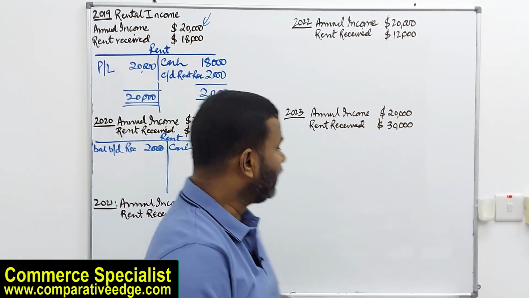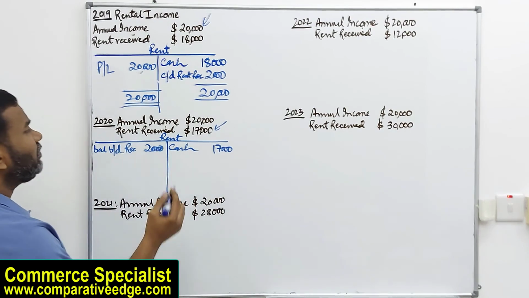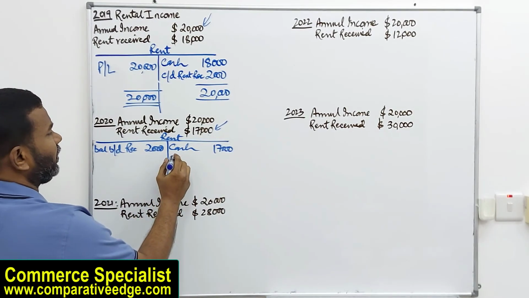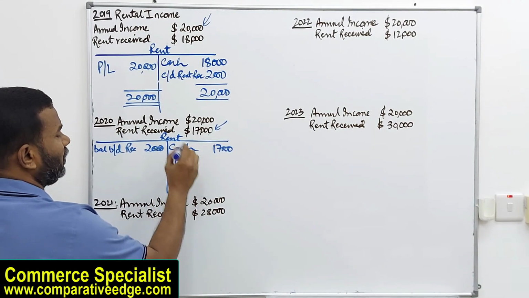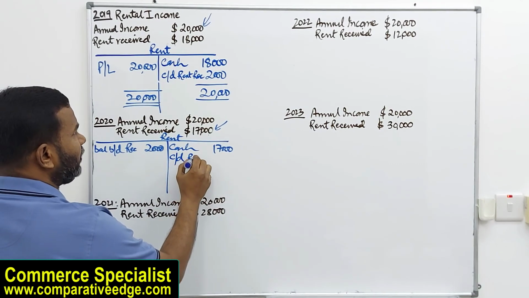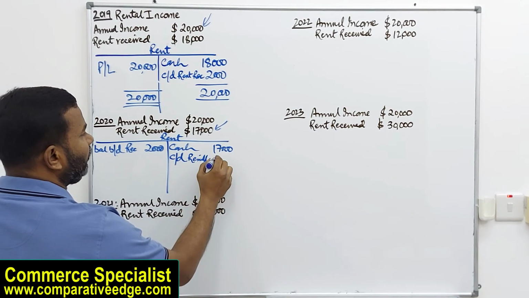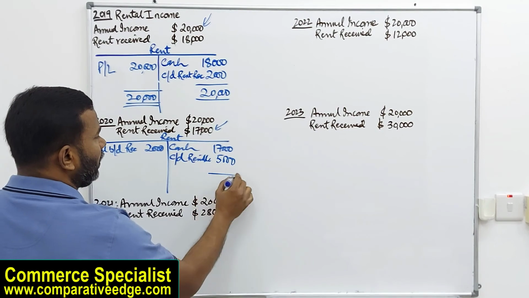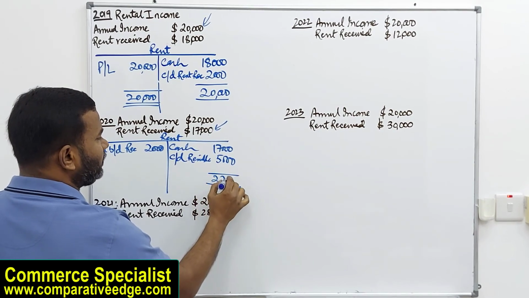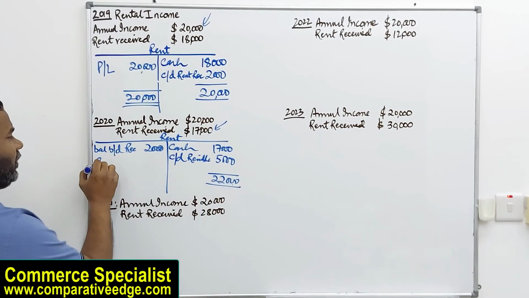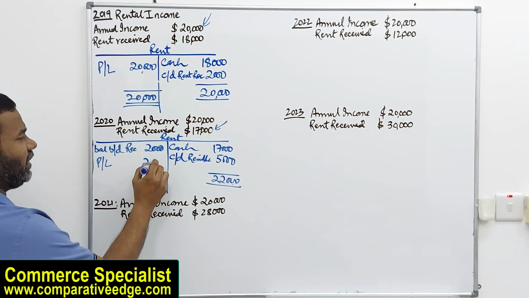So at year end in 2020, we still have a receivable, rent accrued, due rent, receivable rent of 5,000. So rent receivable is an asset. Closing balance of an asset is recorded here. Carried down, receivable, 5,000. When you add these two, you get 22,000. Minus this, the balancing figure will go in the profit and loss as rental income.